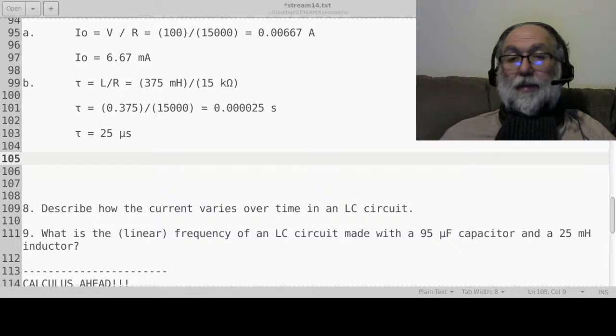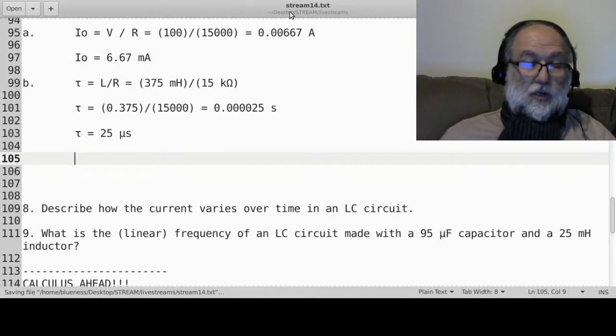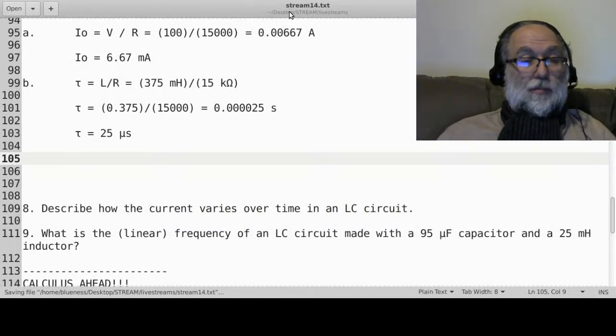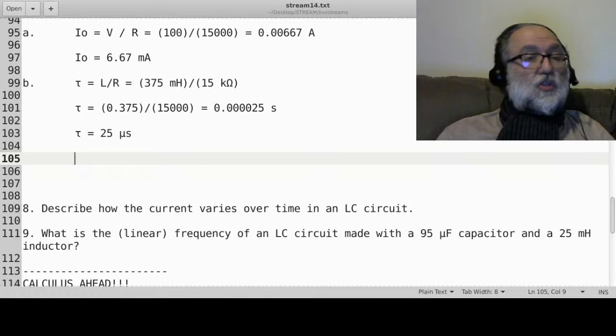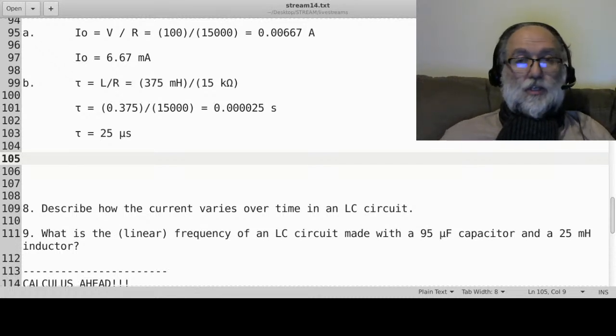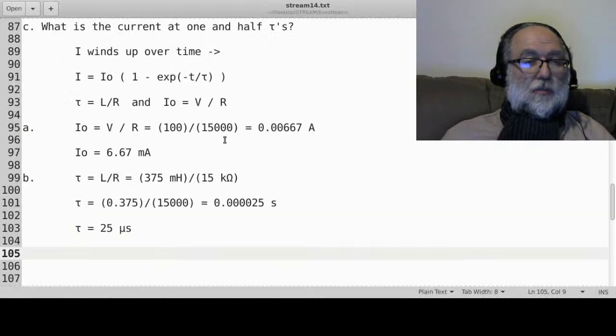Now that's not something that humans can deal with, but if you remember from the lab last week with the oscilloscope, when you're triggering it, you can certainly measure down into the microsecond range. That's not too much of a problem for an oscilloscope. So that answers part B.